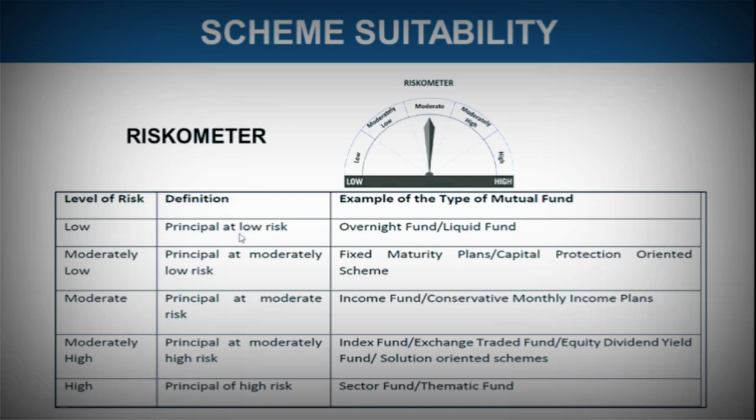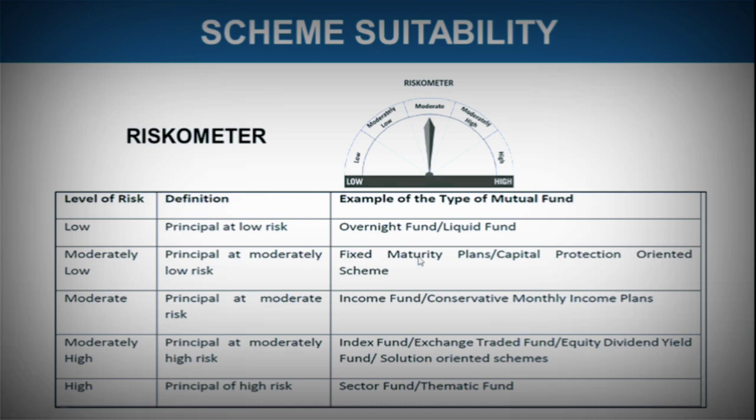So if it is low, it means low risk is involved. If it is moderately low, your principal amount, that is whatever you have invested, would be at moderately low risk, and so on. It gives you all the definitions and examples. Where low risk is involved, it is generally liquid funds and overnight funds, that are simply for a very short period of time. So there is not much higher risk involved in that, and they invest in money market instruments and debt instruments, which are not riskier assets.